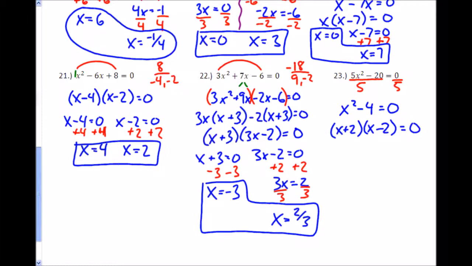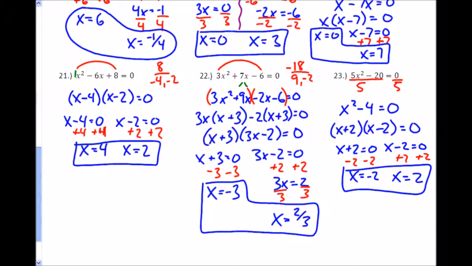And now I set each factor equal to 0 using my zero factor property, and I solve each. Subtract the 2 from each side. I find out that x equals a negative 2. Here I add the 2 to each side, and I find out that x equals 2. And that's it. All right.